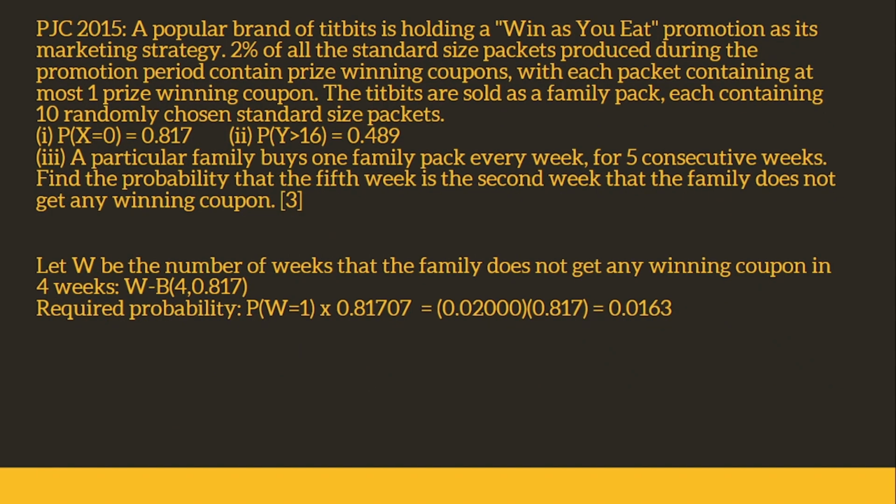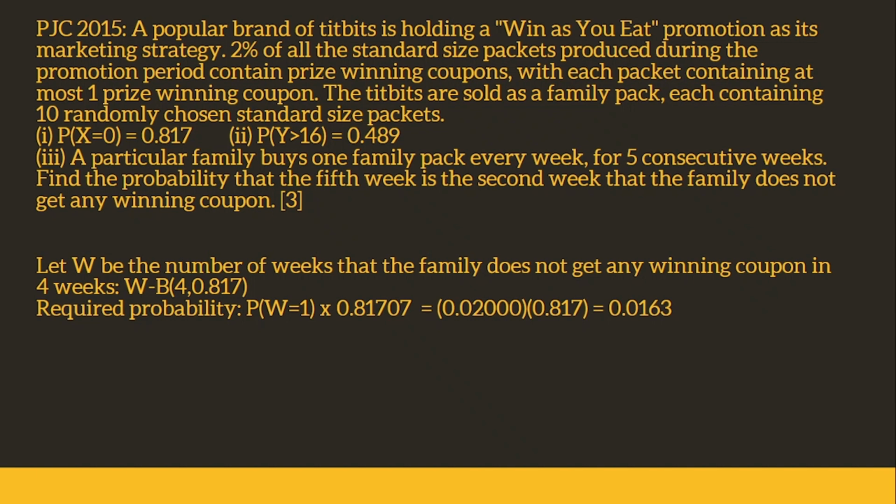Then next part, a particular family buys one family pack every week for 5 consecutive weeks. Find the probability that the 5th week is the second week that the family does not get any winning coupon. So basically what this means is that we want to have one such week, and then after that, nothing, until the 5th week is when we get our second.